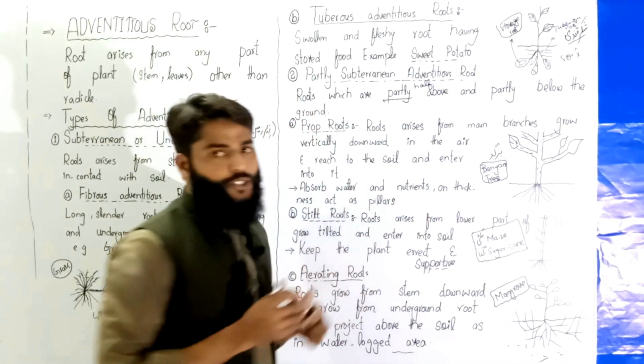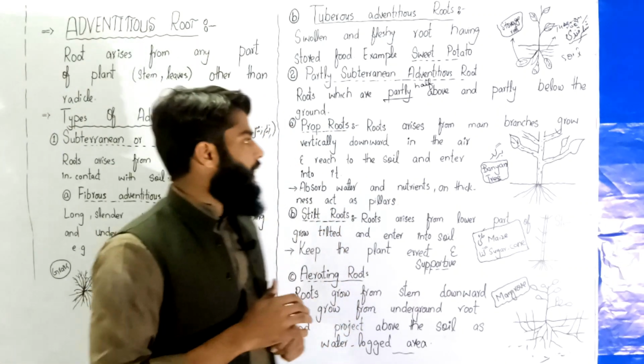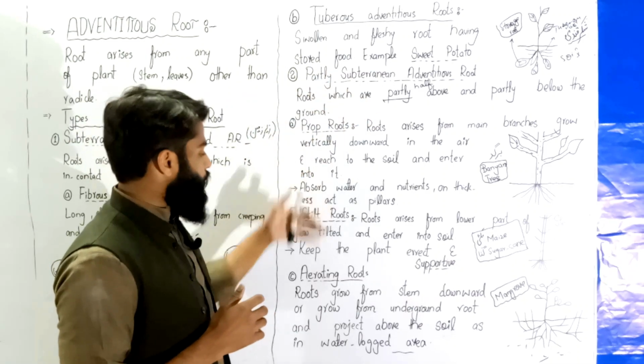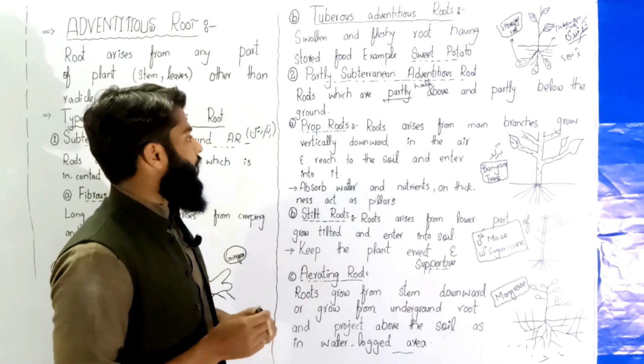तो ये आधी जो हैं ये ज़मीन के अंदर होंगी और आधी जो हैं ये ज़मीन के बाहर present होंगी. So these partially subterranean adventitious roots are further divided into three types. The first one are the prop roots.